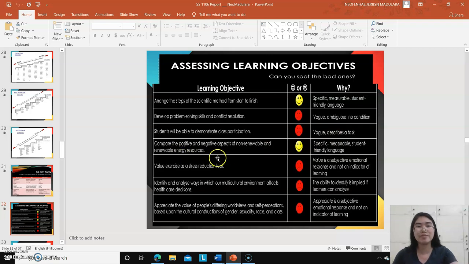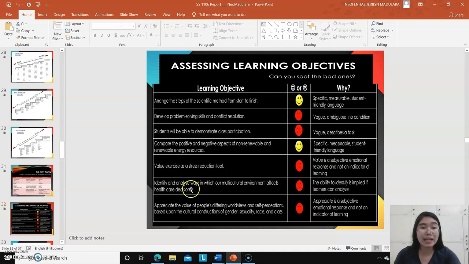Compare the positive and negative aspects of renewable and non-renewable energy sources. So it is better. It is a good objective because compare is a specific, measurable verb. Value exercise as a stress reduction tool. Value is subjective, it's vague.